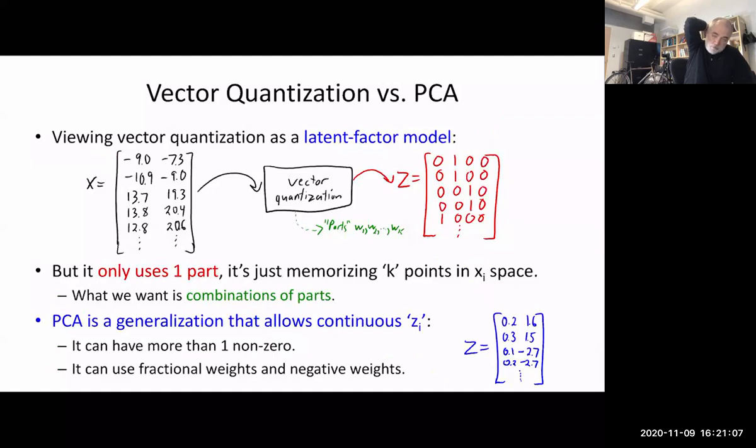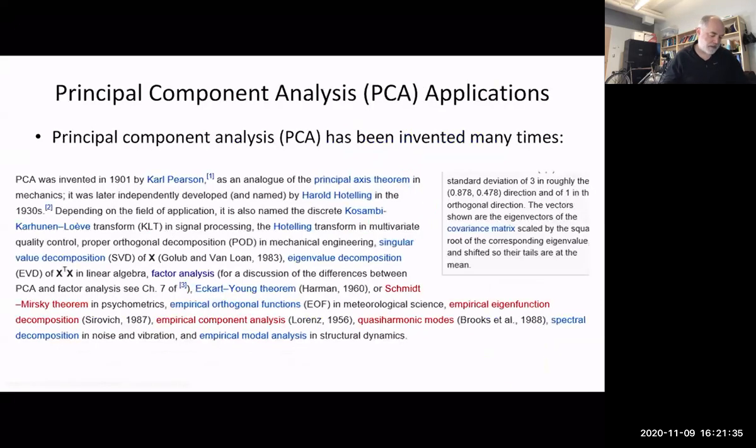What we're going to talk about intuitively today, and then we'll do the maths on Friday, is principal components analysis, which is a generalization that allows continuous weights. So these are not going to be in 0, 1, but in R now. You can have more than one non-zero positive weight, you can use fractional weights and even negative weights. Having a negative part is a little bit weird, but that's one of the things we do in PCA. Principal component analysis has been around for a long time and has been invented in many different fields. You can Google it or look it up on Wikipedia, and I recommend that you do in preparation for Friday.